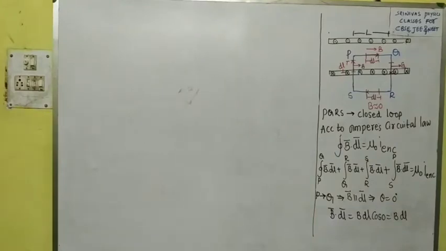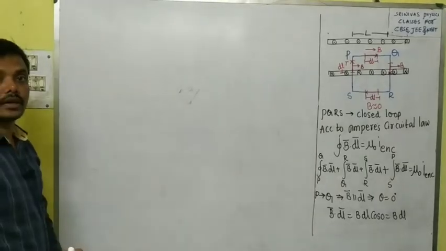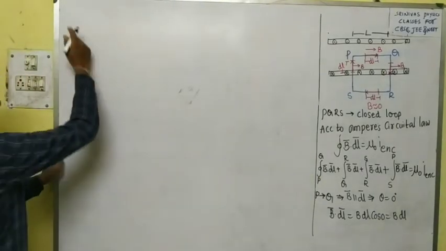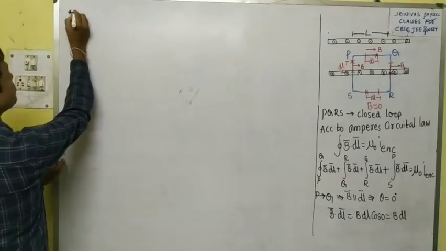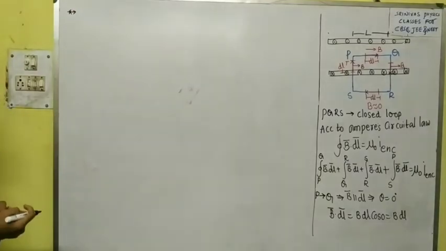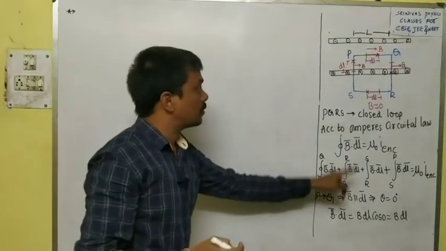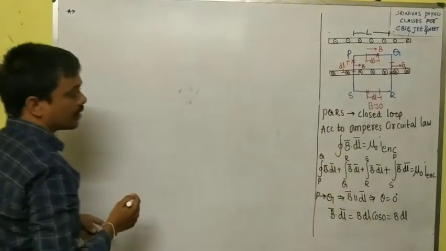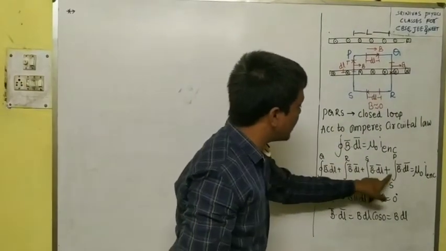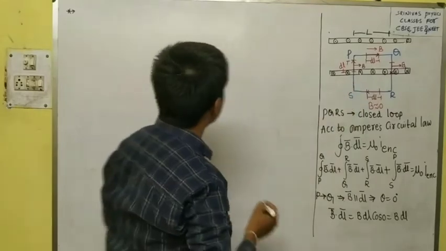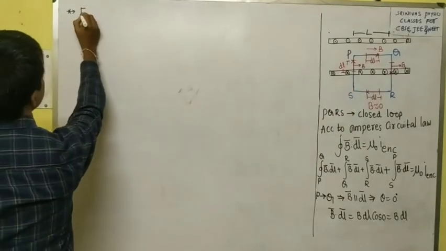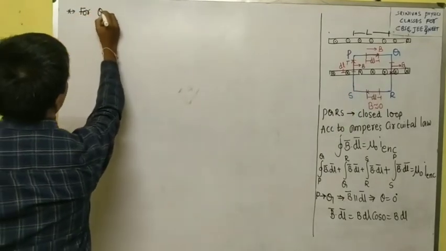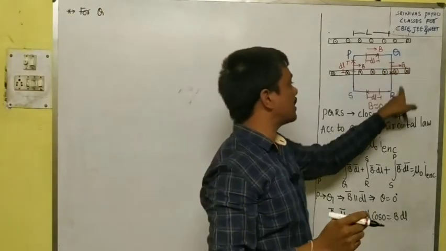Look here. Now I am going to derive the magnetic induction. For the PQ part we derived. Next I will take the QR and SP parts. PQ is completed, then we will take the QR part.